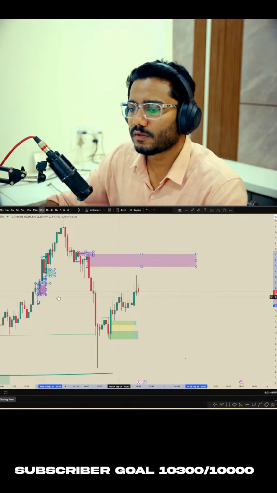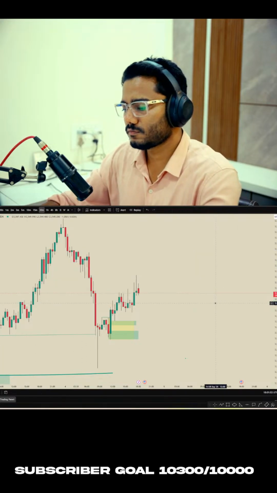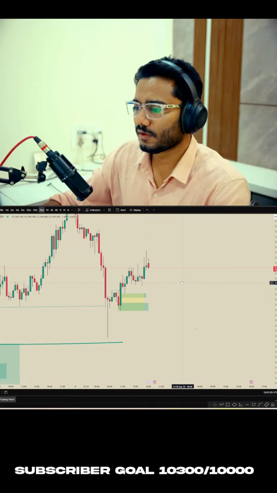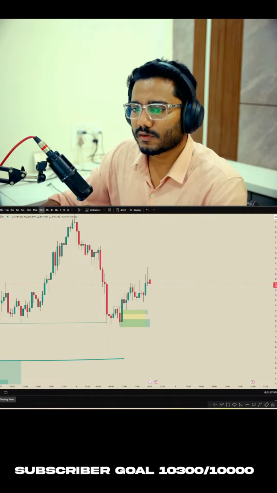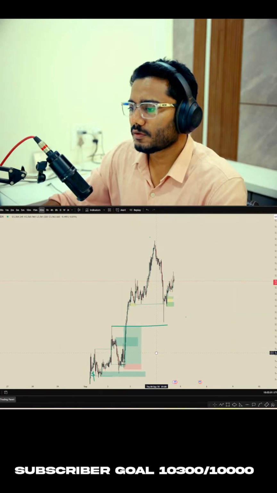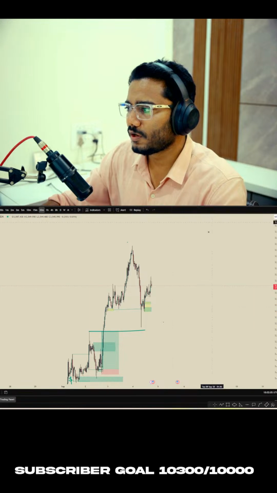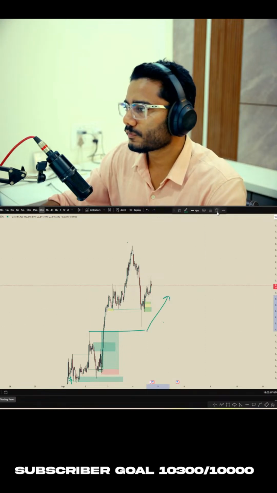So I'll remove everything from this chart. Okay, I've cleared the chart. So let's try to understand the structure. Price took out the liquidity from all these lows, and it's continuing to the upside from here.